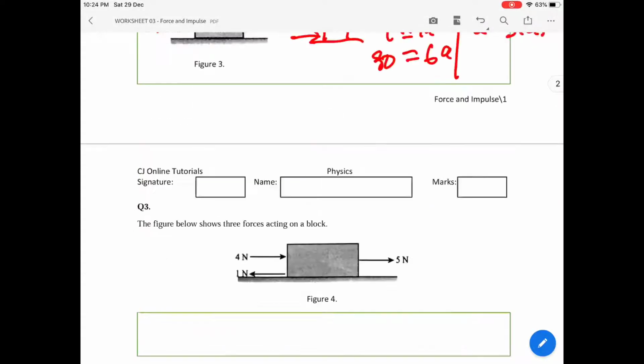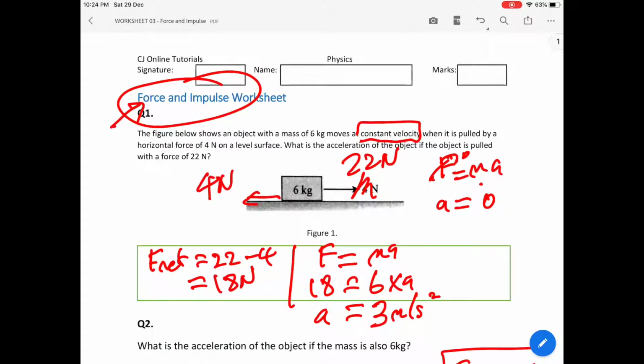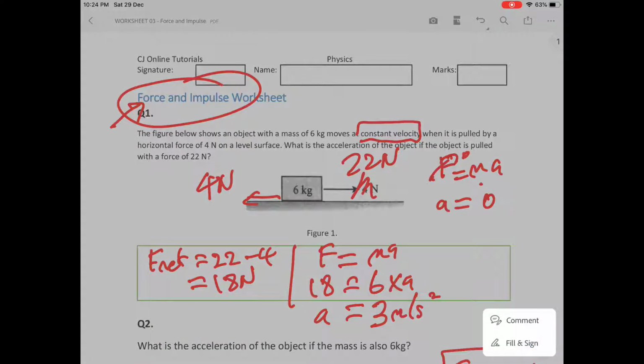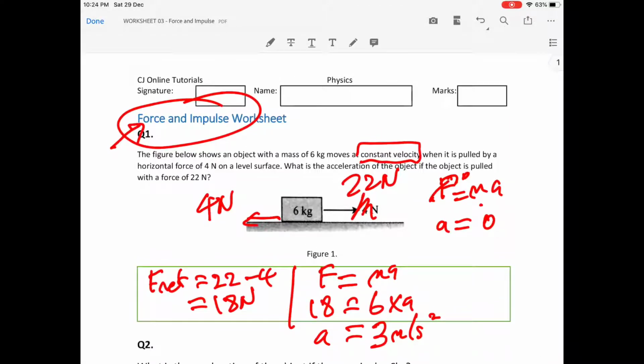Okay, so let's continue on with this worksheet. This time I would like to focus on the impulse part of the worksheet, this one here. The impulse part of the worksheet. Force and impulse are the same thing.